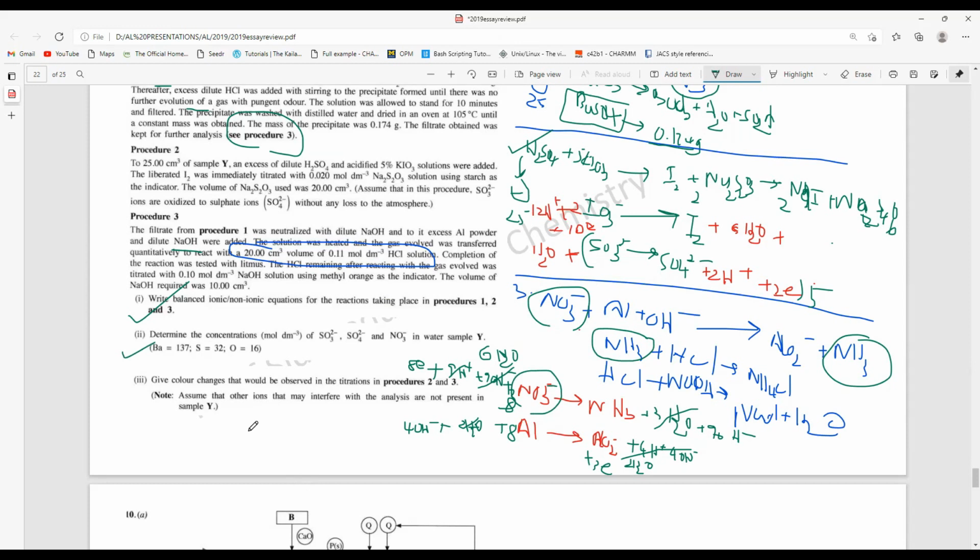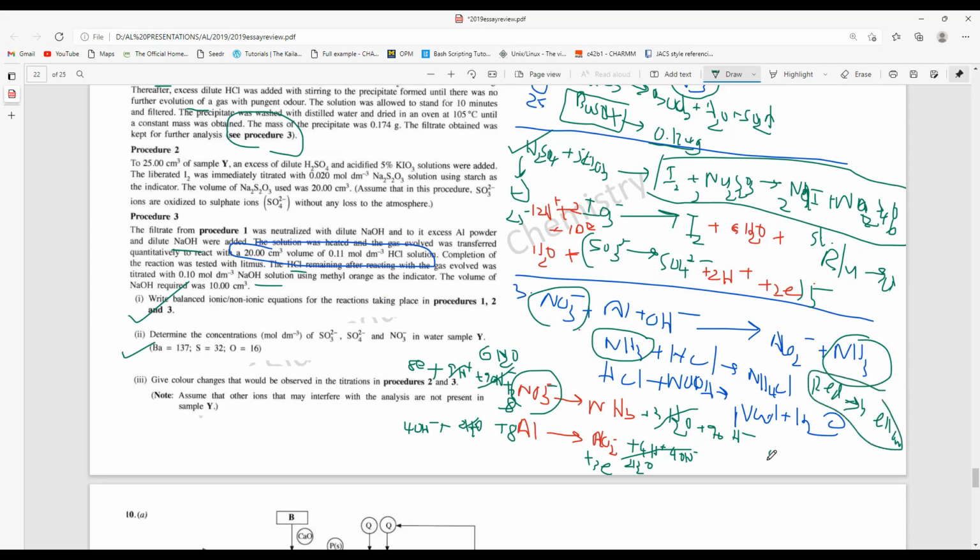Give the color changes that would be observed in the titrations in procedures 2 and 3. So this titration is one where we use the indicator starch. So here the color change would be blue to colorless. Okay, and in the third procedure, that is an acid-base titration. Here the remaining amount is titrated with NaOH. So you will have HCl in the solution. So basically this color change will be red to yellow.